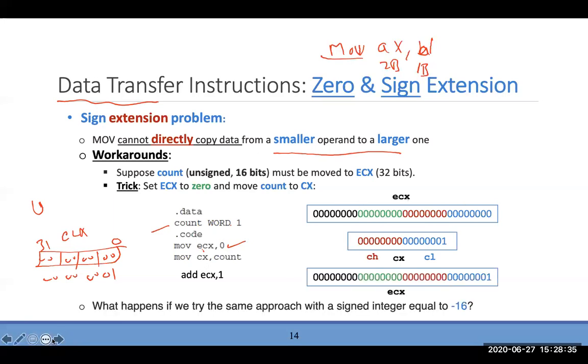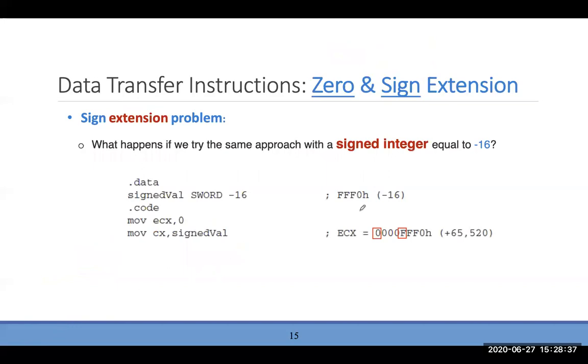Okay, so what if we are dealing with a negative number? So if we're dealing with a negative number, which is SWORD right here, and we want to do the same thing. So if we do this, keep this in mind, 0, 0, 0, 0, 0, 0, 0, 0, and this is 0 to 31. Keep in mind that this 0 is a hexadecimal, right? So 0, 0, 0, 0 is going to be represented by 4 bits, and this is going to be represented by 4 as well. You see what I'm talking about?